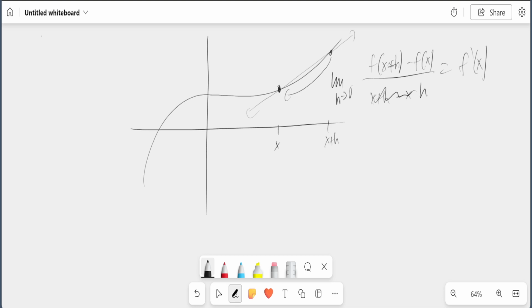So the limit is h approaches 0, right? It means that the slopes on both sides have to be going towards it. That's why sharp points are not differentiable, because if you take the limit as you approach this way, it's a different value than if you go this way.